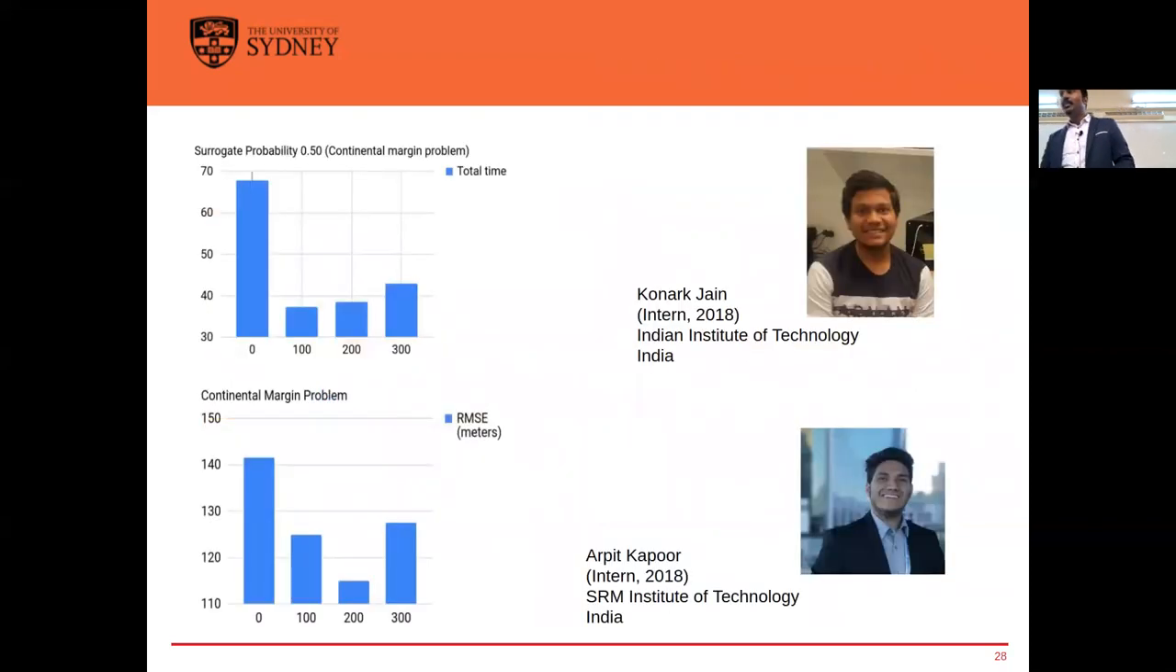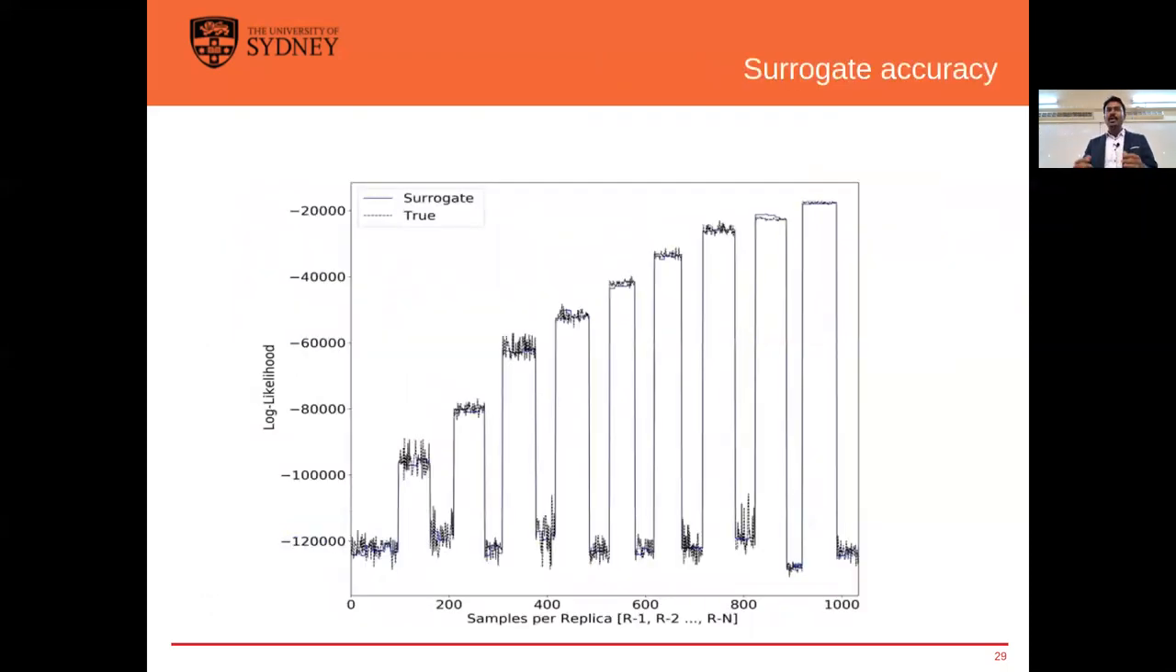So these are two other interns who joined in 2018, Konark Jain and Arpit Kapoor, and they helped me in the programming for those surrogate-assisted Badlands. And on this side we have the computational time for the true model, and then how much time is reduced using the surrogate-assisted approach. And at times we also have better performance with the surrogate-assisted approach. And here we can see how the surrogate-assisted approach compares with the true model.